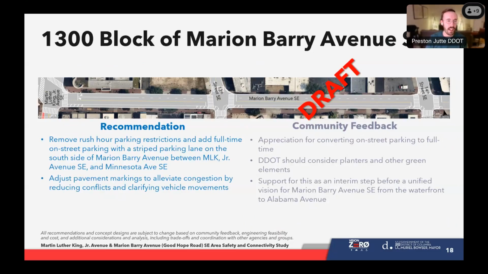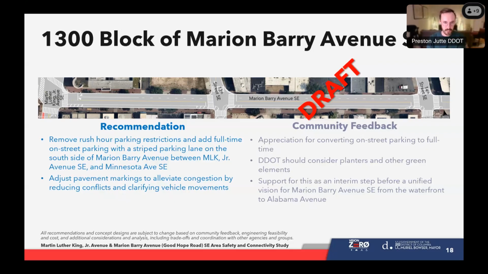So you'll see on the left, that's the first block next to Capital One Cafe and the BID building up here. Currently, you can see it has the two lanes going towards MLK and 11th Street, a single lane going east towards Minnesota Avenue, and full-time parking on the south side.